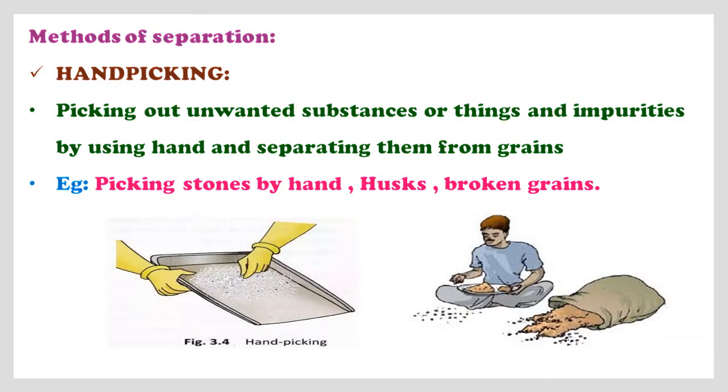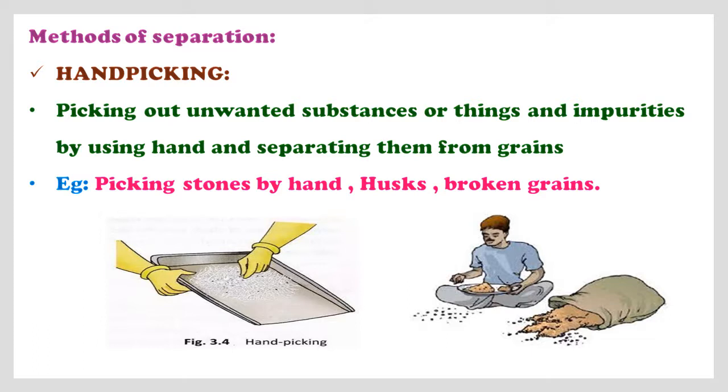Children, next concept is methods of separation. First one is hand picking. What do you mean by hand picking? Picking out unwanted substances or things and impurities by using hand and separating them from grains. For example, picking stones by hand, picking husks. What do you mean by husks? Dust particles. Picking broken grains.